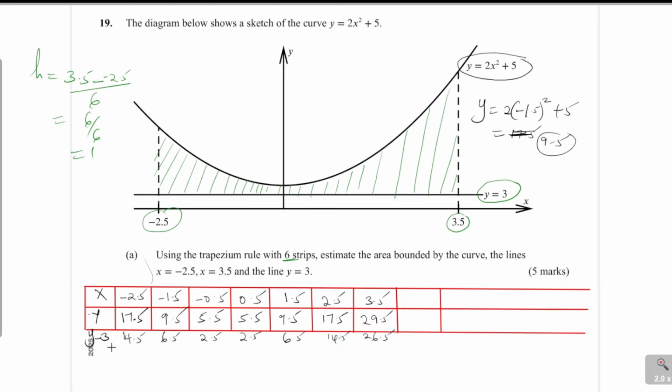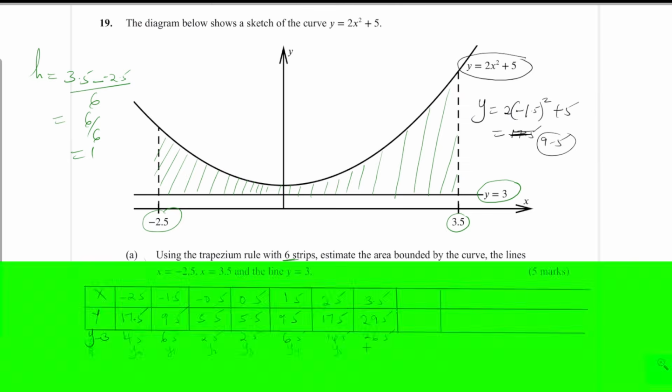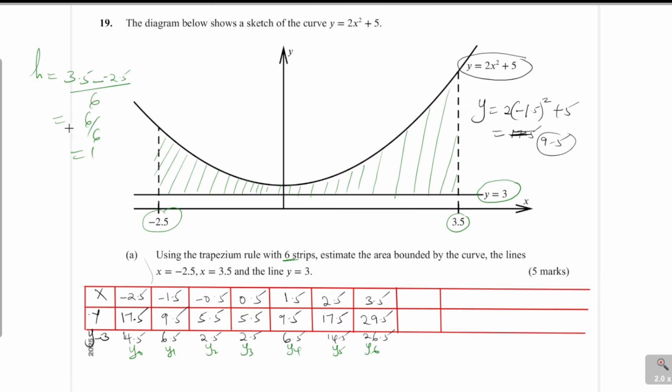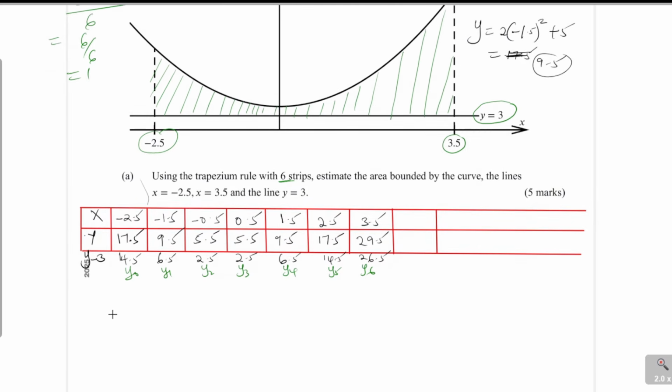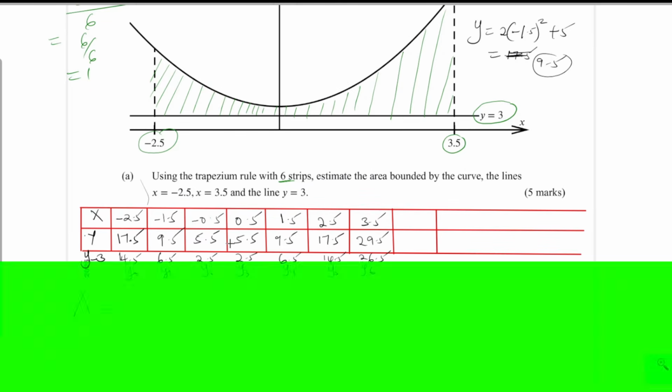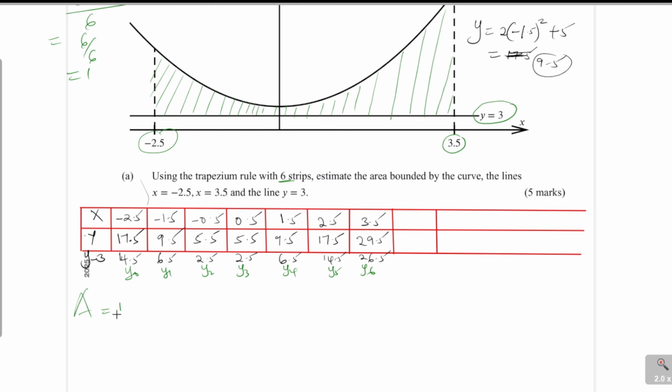Now these are the ones that you're going to use, the heights. I'll denote these by y0, y1, y2, y3, y4, y5, y6. So now after having those heights, how do we use the trapezium rule? The trapezium rule is there in the 4-figure mathematical tables. So this is the formula for the trapezium rule.